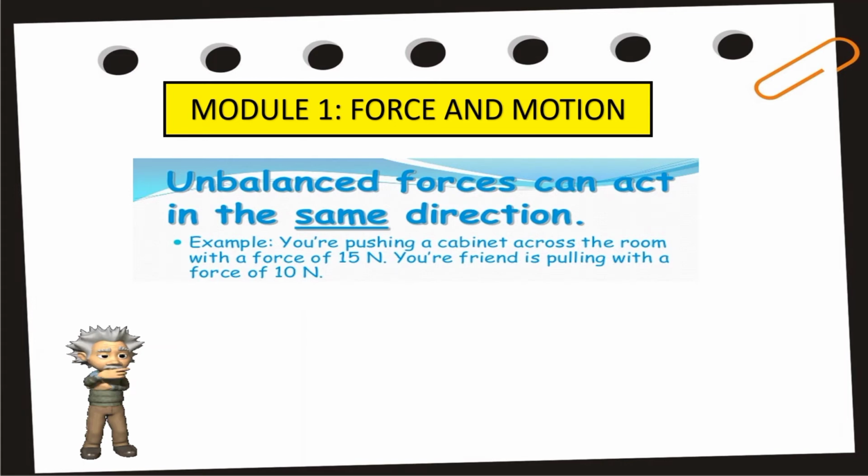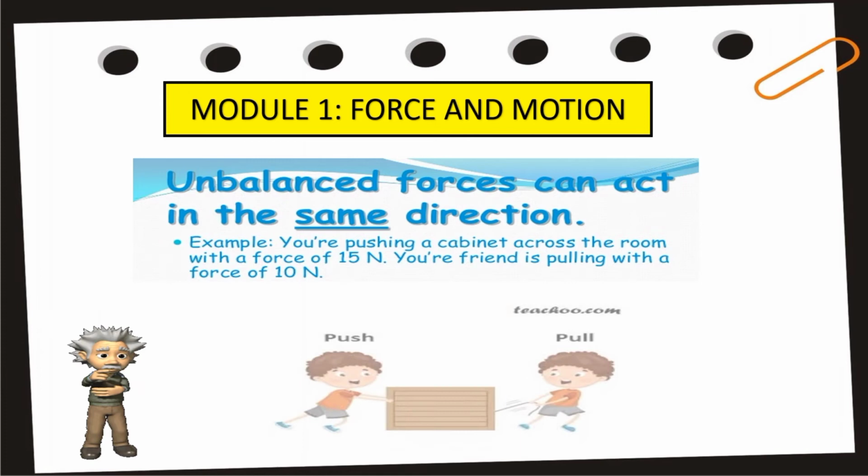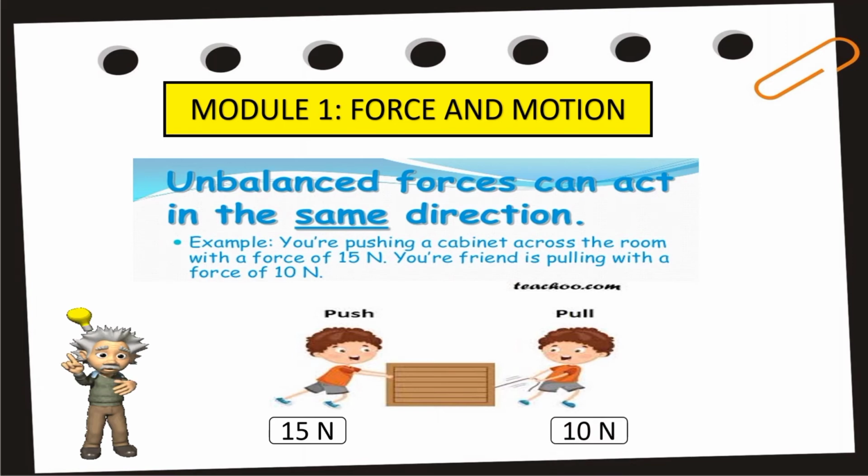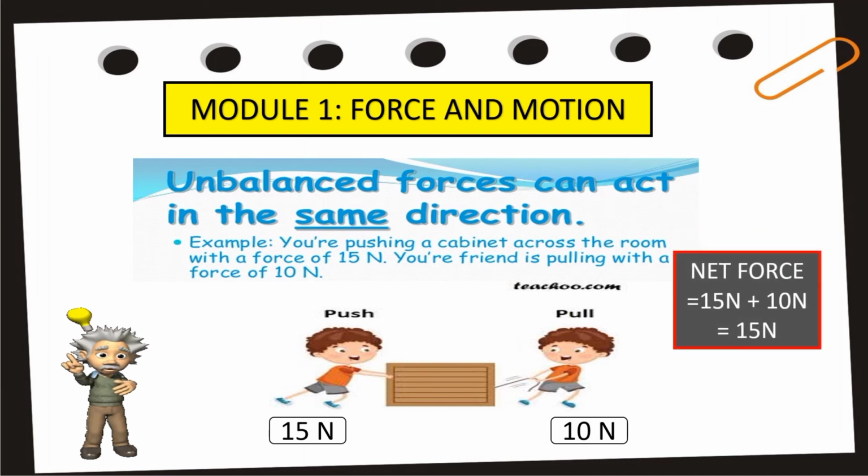Example, you're pushing a cabinet across the room with a force of 15 newtons. Your friend is pulling with a force of 10 newtons. Now, what is the net force? To get the net force, we simply add 15 newtons and 10 newtons, since both forces were applied in the same direction. And so, we have a net force of 25 newtons. And definitely, the object will move to the right.